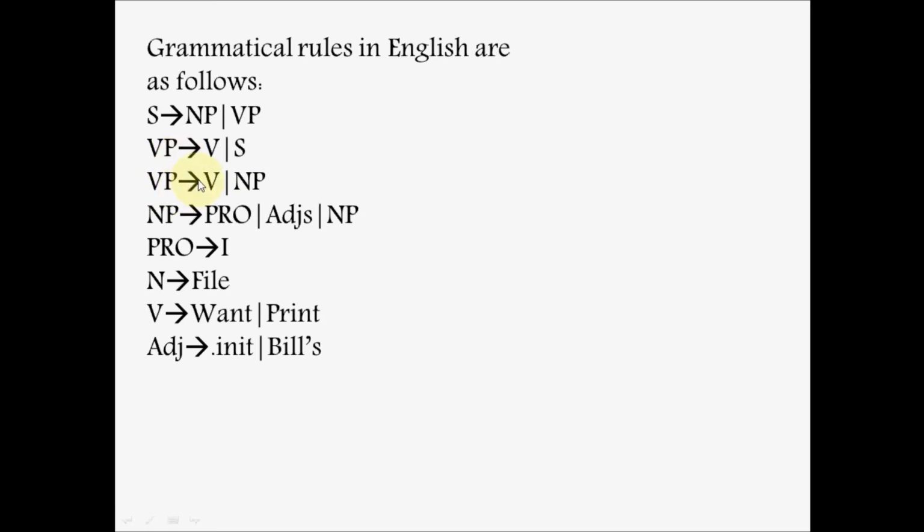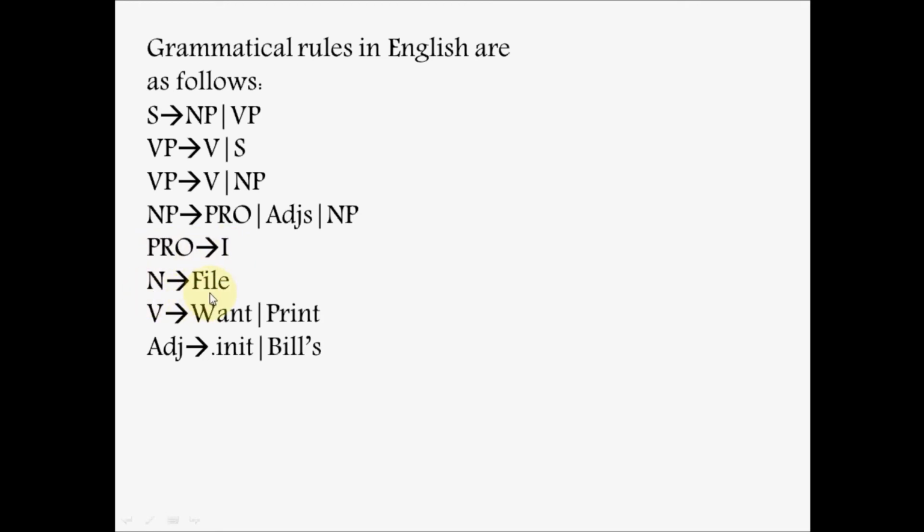A verb phrase also can be a single verb or a noun phrase itself. Now what is a noun phrase? A noun phrase can be a pronoun, or it could be an adjective, or it could be a noun phrase. Pronoun: I. That means I is a pronoun.